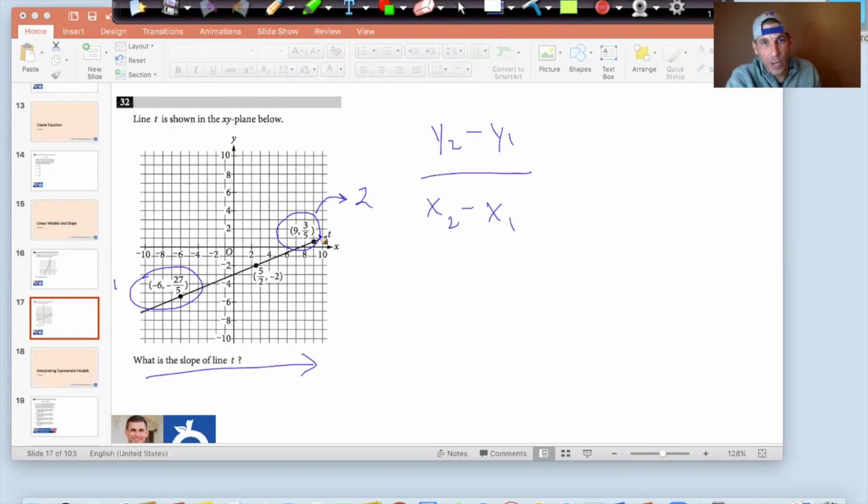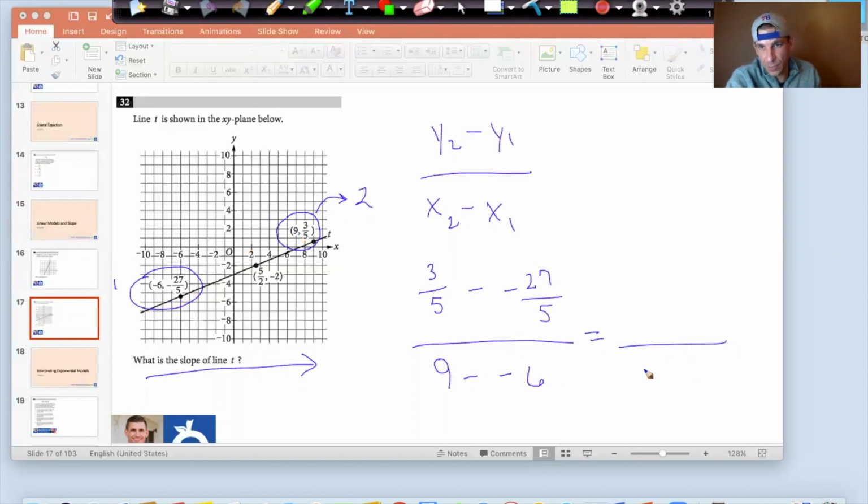All right, now my y2 here is going to be my 3/5. And then my y1 is minus negative 27 over 5. Now remember, the minus was initially what was supposed to be there. The negative 27 over 5 is my actual data point. And now I have 9, which is my x2, right? That's this point here, minus my negative 6, which was my x1.